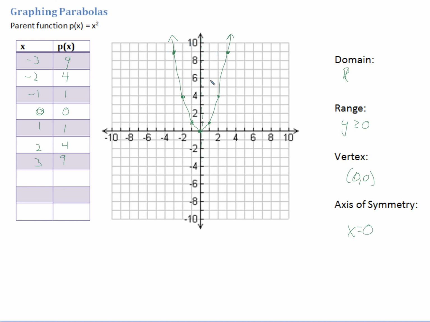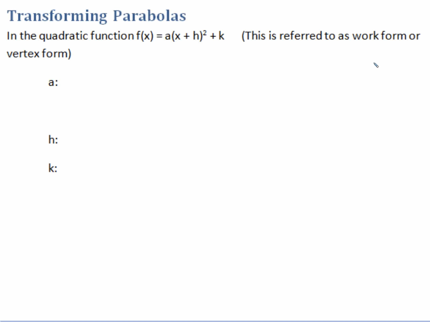And so that is the parent function for the parabola. All other parabolas are going to be related to that. And what we're going to look at next is how they relate. So when we have a parabola, we can put it in this form right here. It's called work form or vertex form. Sometimes it's given to us in this form, and sometimes we have to complete the square to put it in that form. But let's review what these different things do.